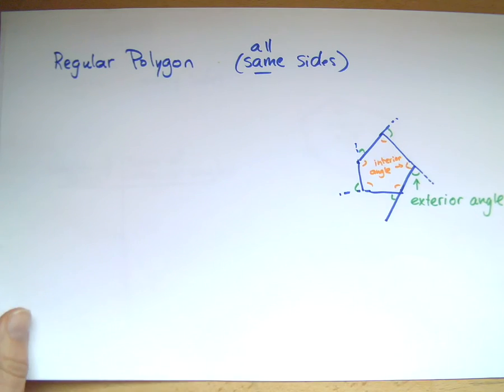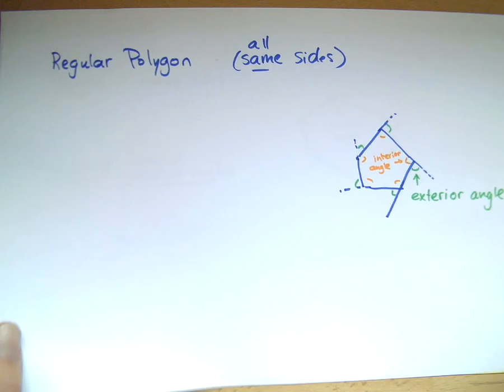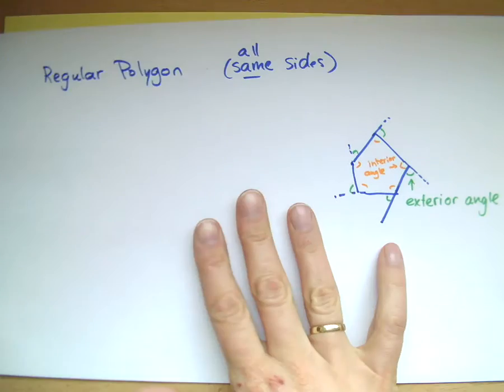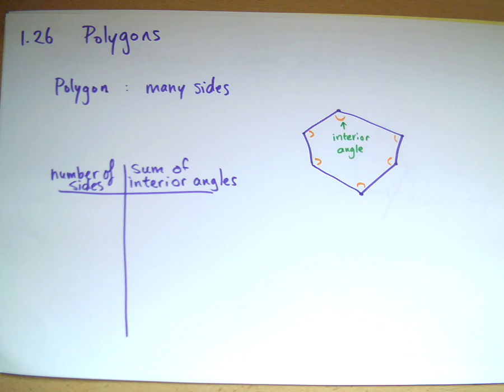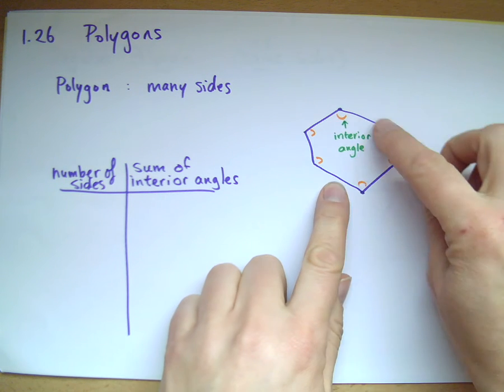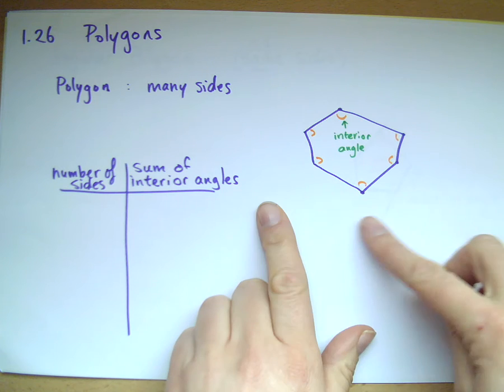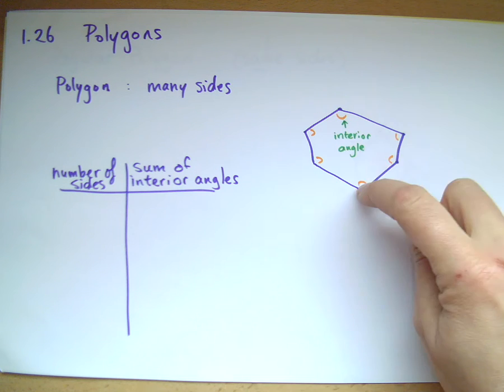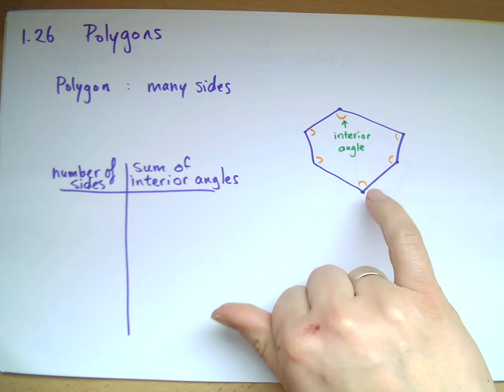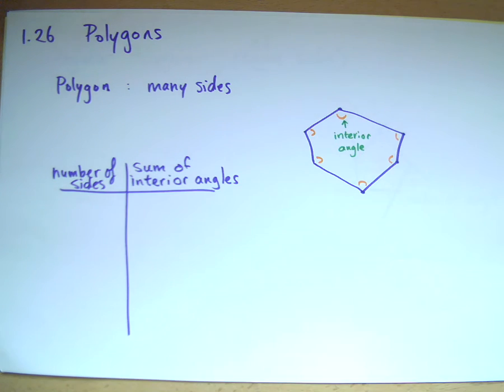Then we had polygons. A polygon is a shape with many sides. They don't necessarily have equal sides. I drew one here that has all different interior angles. The interior angles are inside the shape, right? So it's not a regular polygon. It can be slanted, crooked, funny shaped.